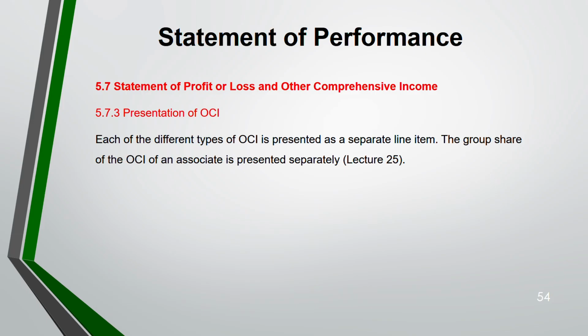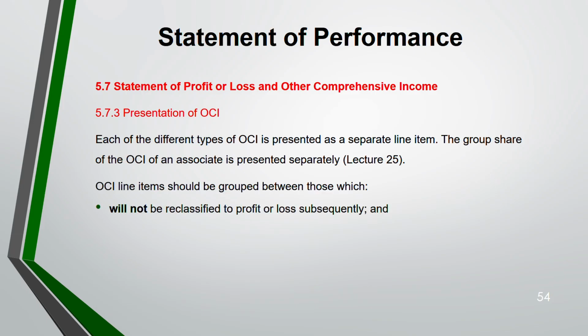Then OCI items will be grouped between those which are not reclassified to profit and loss subsequently and those which will be reclassified to profit and loss when specific conditions are met. What does it mean? Certain items from OCI will be shifted to profit and loss later. Certain items will always stay in OCI. It will never go to profit and loss. That is the meaning of will not be reclassified and will be reclassified.